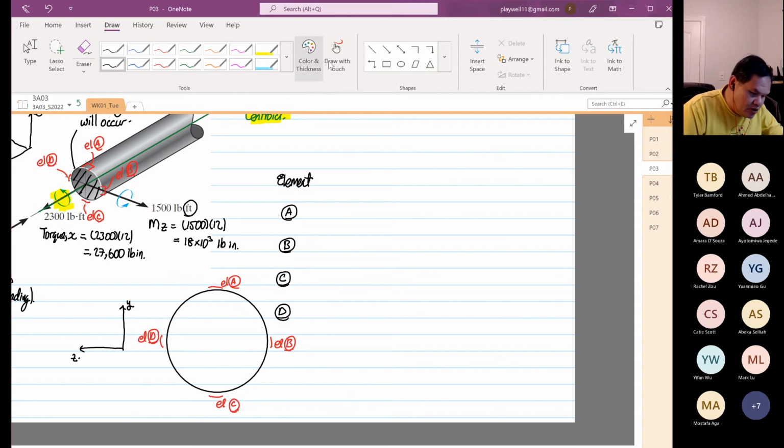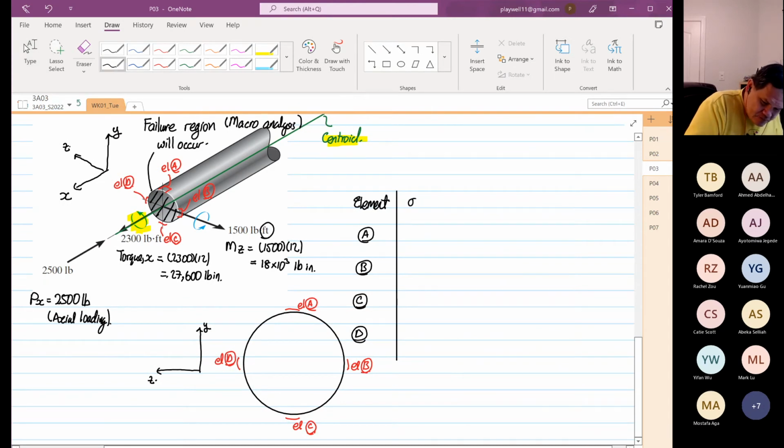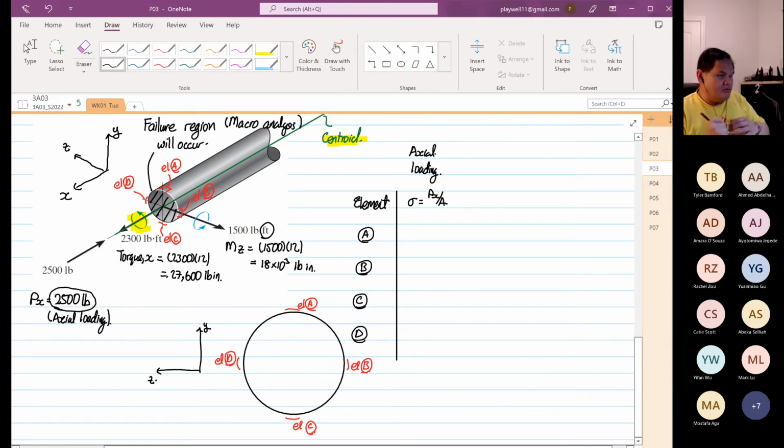Okay, then we know that the element is loaded axially, right? We know that stress, okay, one of the stress is equal to Px over A, right? So this is caused by axial loading. Okay. So regardless of whether it's element A, B, C, D, the Px over A, the 2500, is going to induce compression, and all the elements are going to see the compression of minus Px over A. So which element is more critical to axial loading? None. All of them carry the same load, which is Px over A.